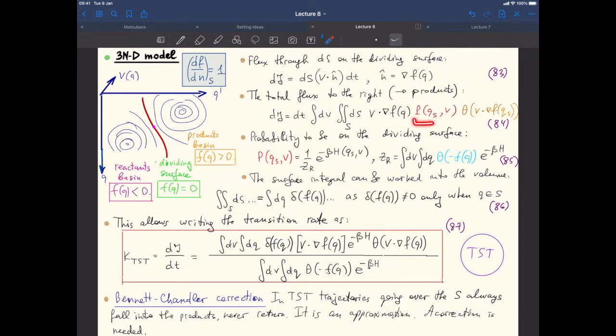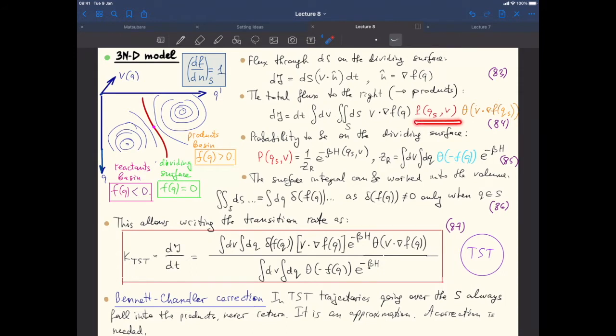And here is the canonical distribution. And again, as in the one-dimensional case, it's a function of the velocities, of course, but we calculate it all on the dividing surface. We, of course, take the integral over the surface, so we take account of the flux coming through any point q_s on the dividing surface. Okay, so far this is just a generalization of our one-dimensional case.